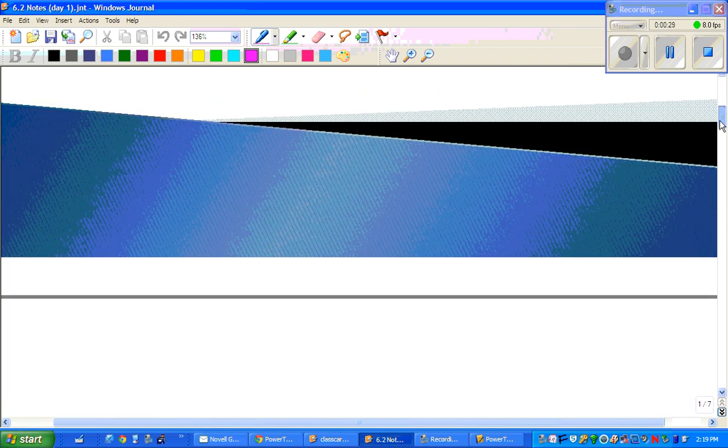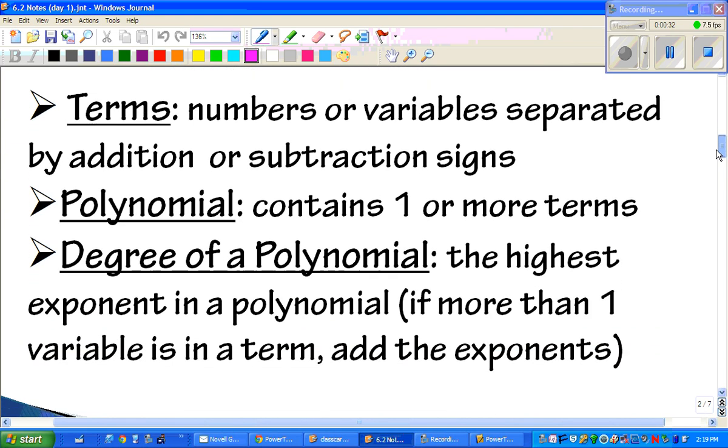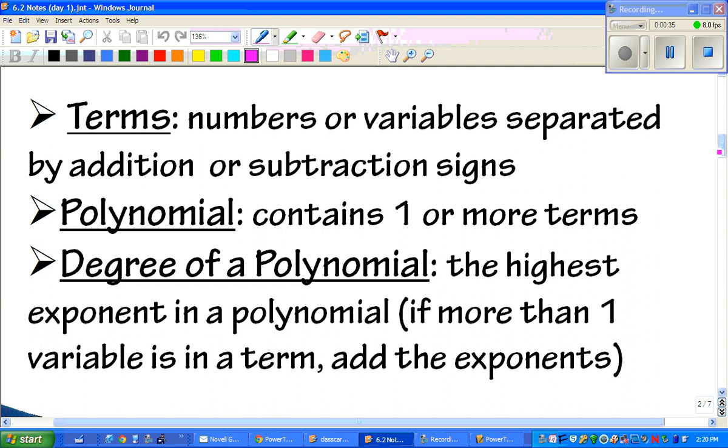We are going to write down some definitions first. Some important vocabulary. Terms are numbers or variables that are separated by addition or subtraction signs. Okay? So, numbers or variables separated by addition or subtraction signs. And what that might look like could be 2x squared minus 4, 3y squared plus 2, 6x to the 5th minus 1. Okay, it can be tons of different stuff, but that's kind of what they look like.